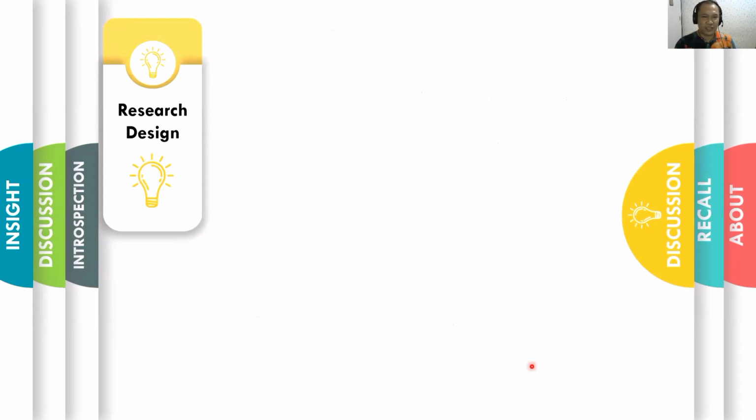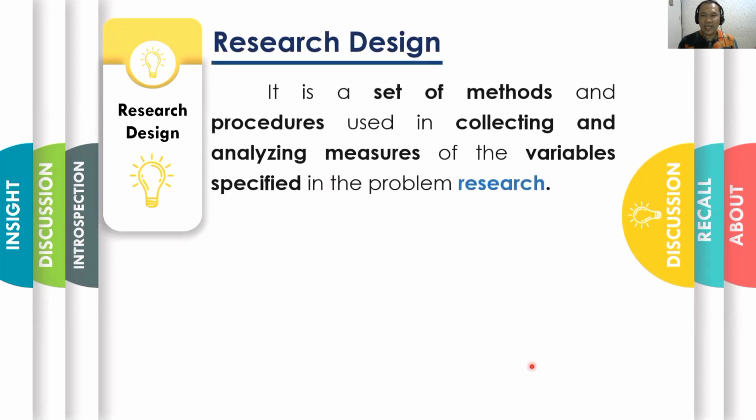But the question here is, what is a research design? Now, when we talk about research design, it is a set of methods and procedures used in collecting and analyzing measures of the variables specified in the research problem. Therefore, when we talk about research design, we are looking into the methods, the procedures, how the information is to be collected, and how these measures are to be used in the context of solving the given problem.